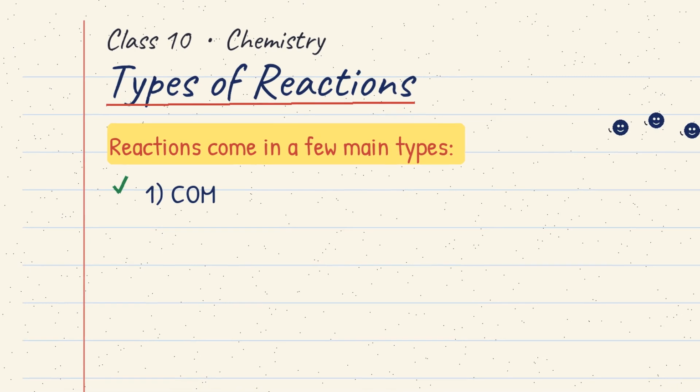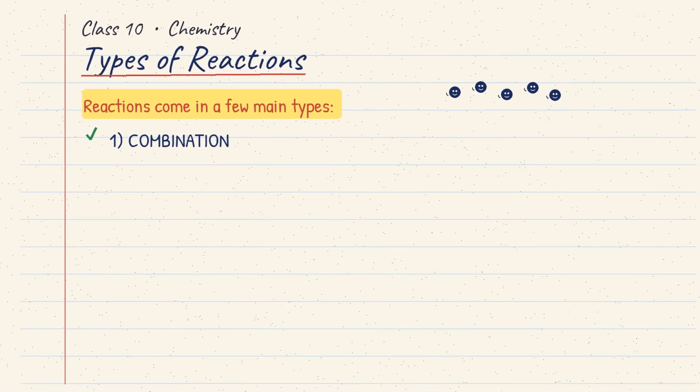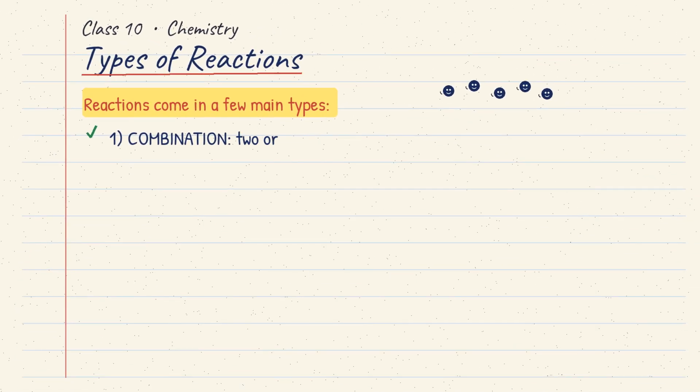First, combination. Here two or more substances combine to form a single new product. For example, calcium oxide plus water gives calcium hydroxide, or slaked lime. That is CaO plus H2O, gives calcium hydroxide.